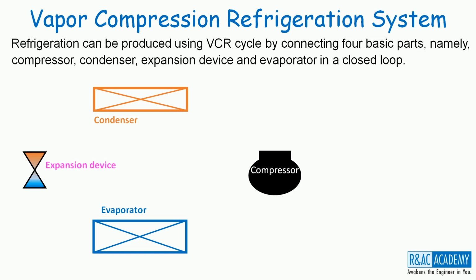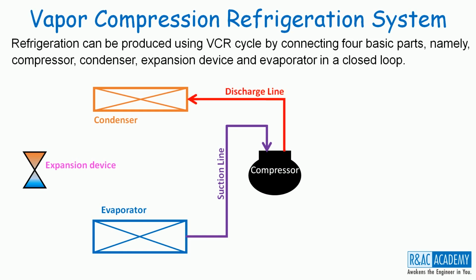And let us now connect them. Evaporator out is connected to compressor in, and it is called the suction line. Compressor out is connected to condenser in, and it is called the discharge line. Condenser out is connected to the expansion device, and it is called the liquid line. Expansion device out is connected to the evaporator in.